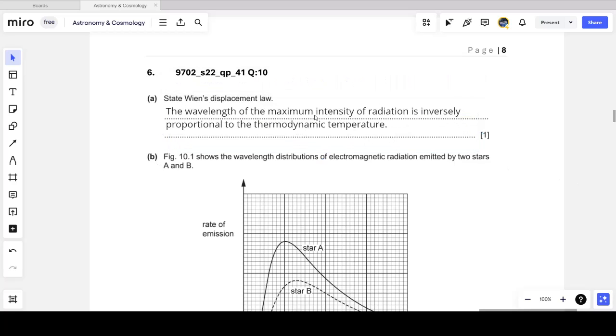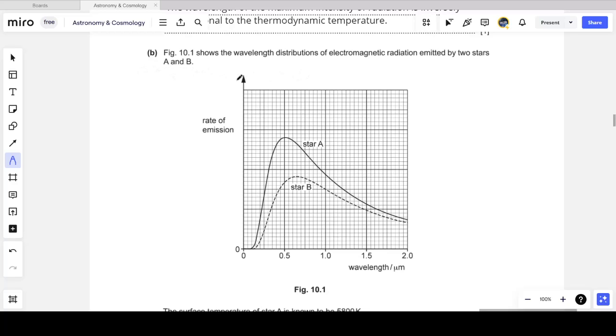You can also write the equation and explain each of the symbols, whichever is more comfortable for you. Wavelength of the maximum intensity of radiation is inversely proportional to the thermodynamic temperature, which sort of means that the next question is going to ask us to use Wien's law to calculate something. And here we have a figure 10.1, that's showing the wavelength distributions of electromagnetic radiation emitted by two stars A and B. So I have the rate of emission, the intensity on the y-axis, and the wavelength on the x-axis. So all stars emit radiation across a band of wavelengths, across a spectrum of wavelengths, but some wavelengths are more prominent than others, and that's where the peak is. And that's how we can tell what color the star appears to be.